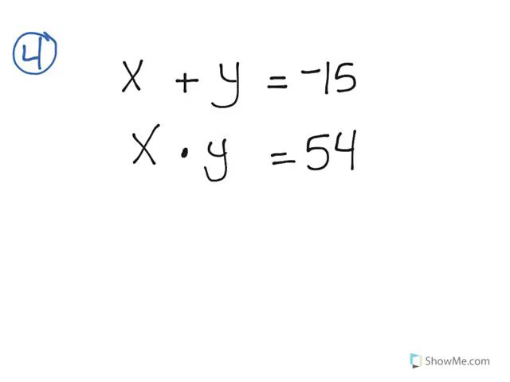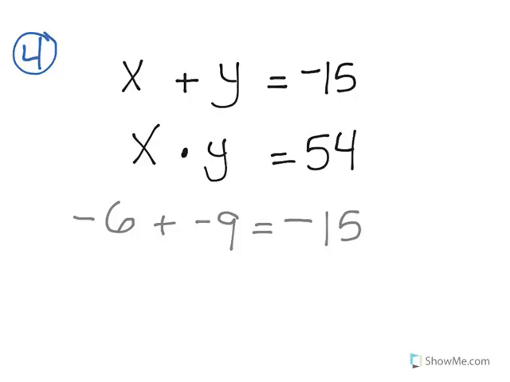Now, since this is a multiple choice question, all I need to do is start filling in the different numbers for x and y. So if I look at choice A, I have negative 6 and negative 9. I'm going to start with addition. If these are the two integers we're looking for, then -6 plus -9 is going to equal -15. Since I'm adding two negatives together, I'm going to keep the sign and add the two numbers. So -6 plus -9 is in fact equal to -15.